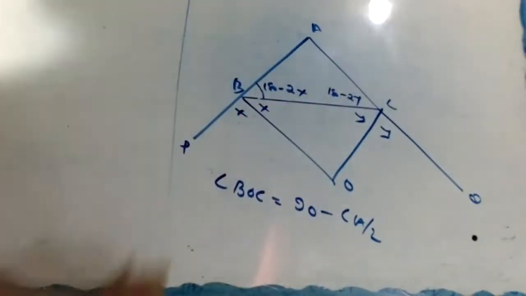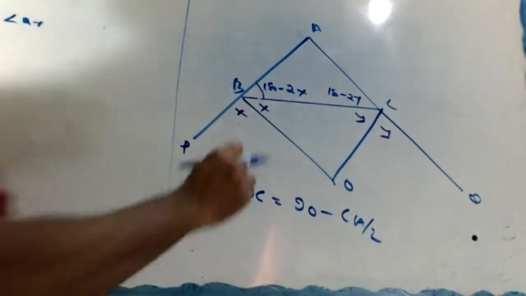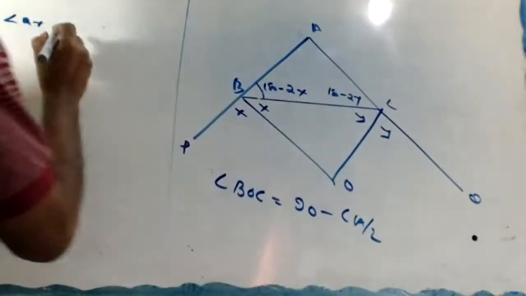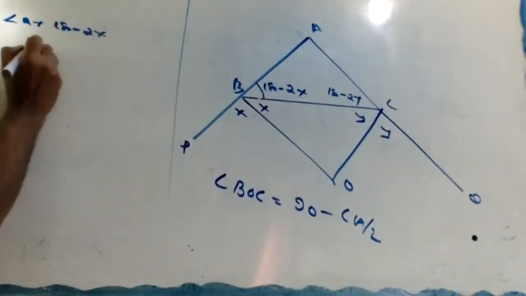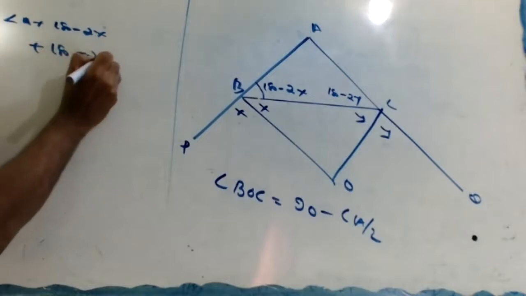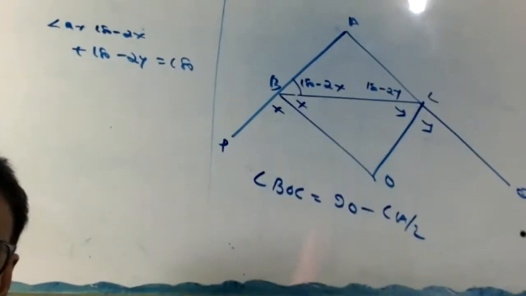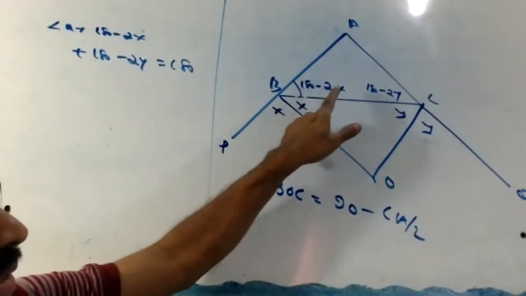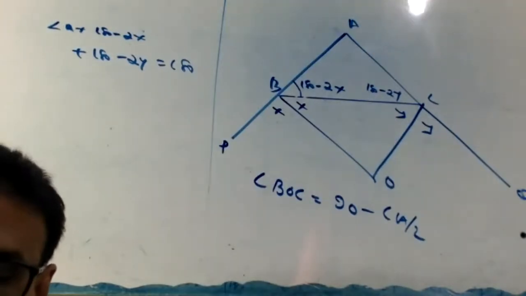Then look at angle A. Now don't write now, I'll give a full note. In triangle ABC, A plus 180 minus 2x plus 180 minus 2y equals 180, right? A plus 180 minus 2x plus 180 minus 2y equals 180, by the angle sum property of a triangle.